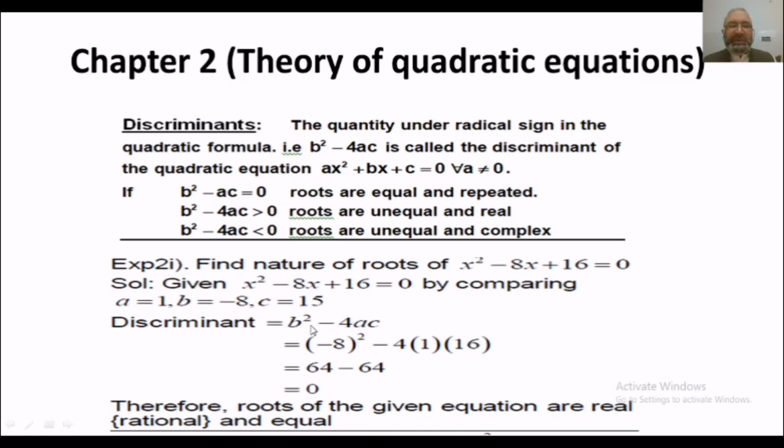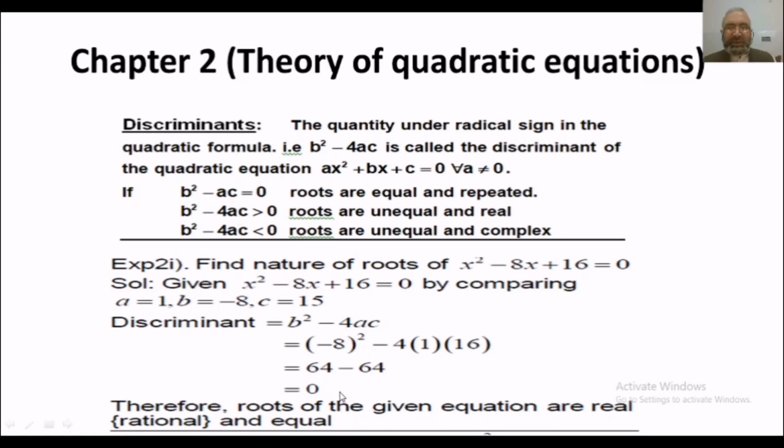Put the values of a, b, c in the discriminant. The value of b is minus 8 square, minus 4 into the a value 1 and the c value 16. Here c is 16. So minus 8 square is 64, minus 4 times 16 is 64. 64 minus 64 is equal to 0. Therefore the roots of the given equation are real, and 0 is a perfect square, so rational and equal, by the first case.